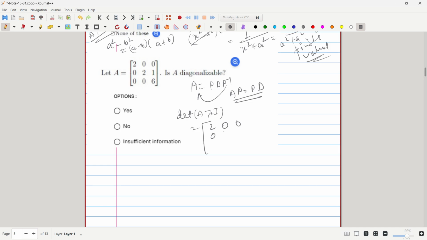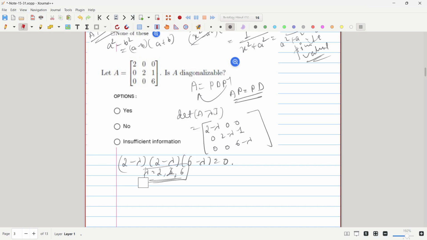2 minus lambda, 0, 0, 0, 2 minus lambda, 1 and 0, 0, 6 minus lambda. If you take the determinant, you will get 2 minus lambda, 2 minus lambda, 6 minus lambda is equal to 0. Now, the values of lambda are 2, 2, 6.